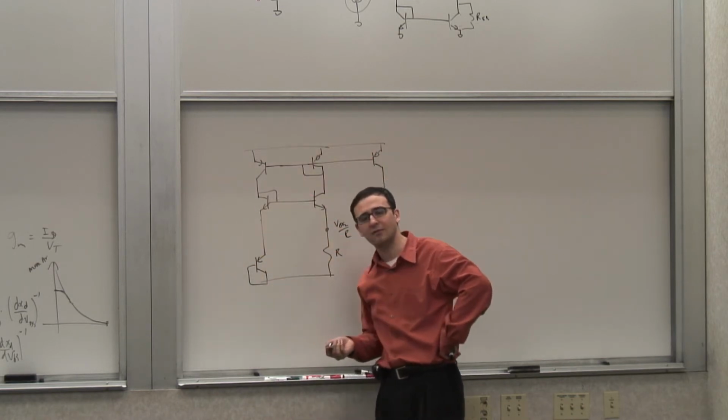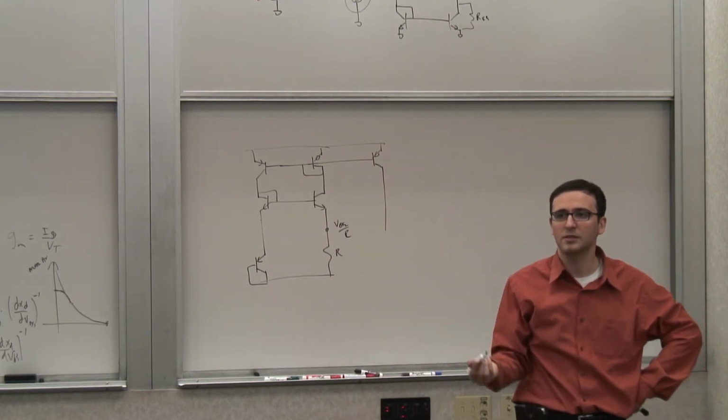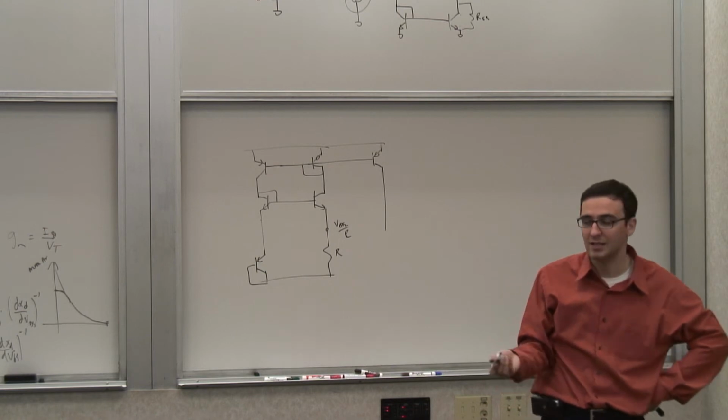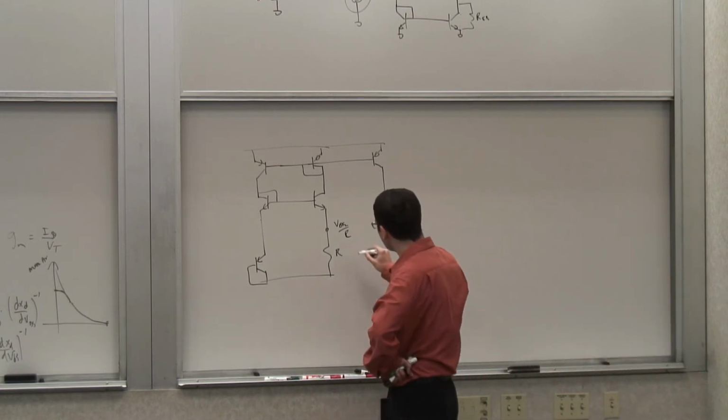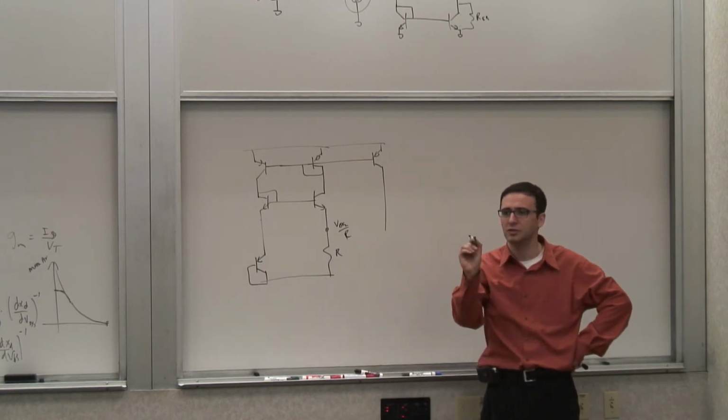But the problem with the VBE reference, for instance, was that VBE had a negative temperature coefficient, and typical resistors have a positive temperature coefficient, so this thing is not very independent of temperature. So the next thing we did, we said, well, how can we make a VT reference? Something that's proportional to KT over Q.